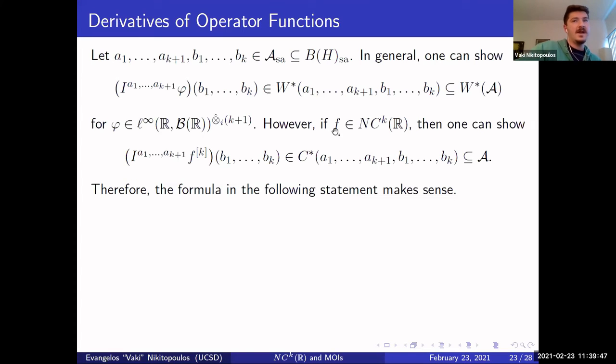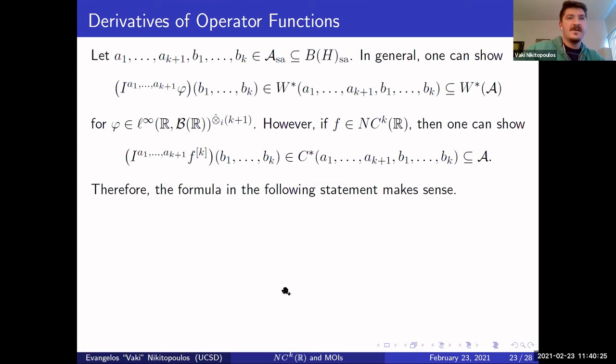However, you can show that if F is a non-commutative CK function, then actually this multiple operator integral involving the Kth divided difference actually belongs to the C-star algebra generated by A1 through A(K+1) and B1 through BK, and that is contained in A. So this does make sense as an element of A. And actually, the reason this is true is you can do an easy calculation to show it's true for polynomials, and then you can do a norm limiting argument for a non-commutative CK function using the definition of non-commutative CK as certain limits of polynomials.